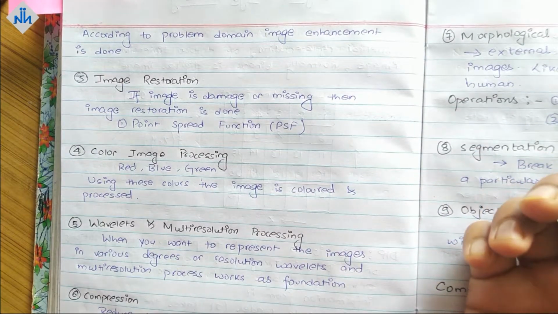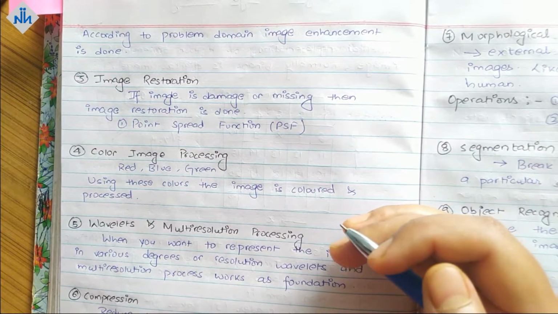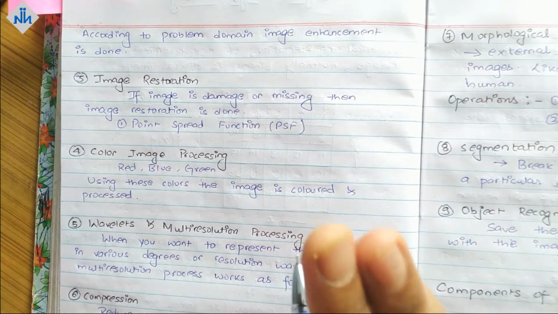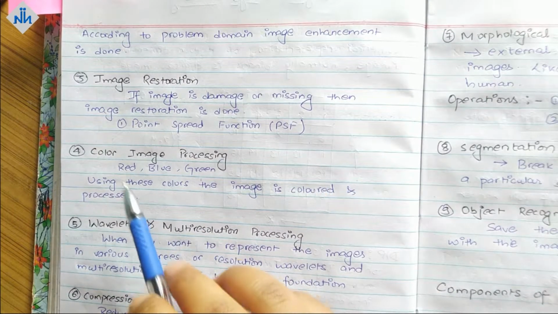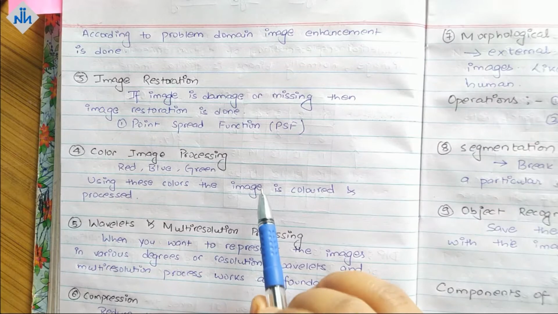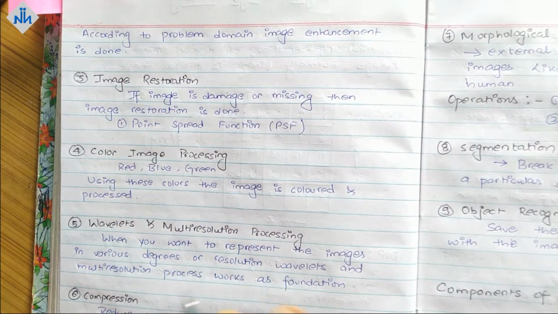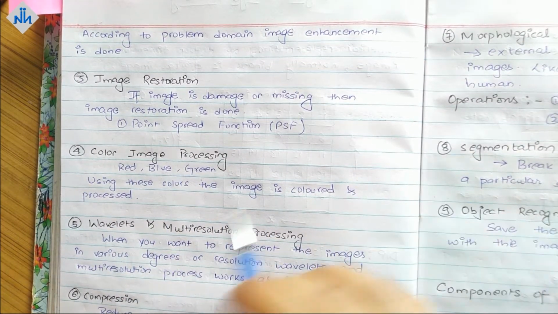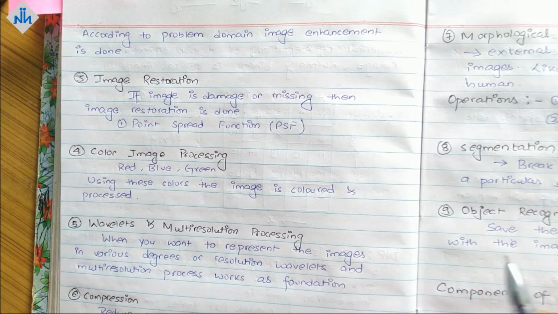After that, there is another process that we can also apply, that is color image processing. Suppose you have a black and white image and you want to color it, then we can do this. There are basically three colors that are mainly used, that is red, blue and green, and every image is formed using these three colors only. Using these colors, the image is colored and processed.